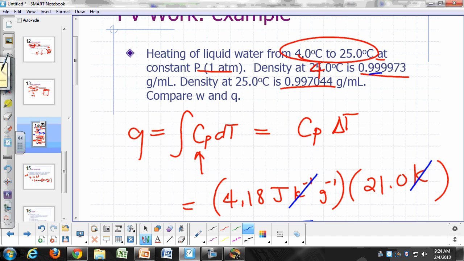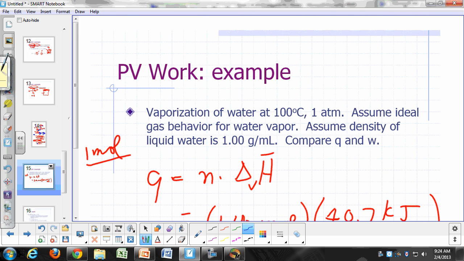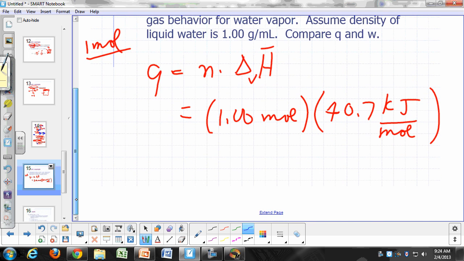Density is 0.99973. It dropped to 0.997044. So it expands. It's most dense at 4 degrees Celsius. So at 25 degrees it's less dense. That means it expanded. So expansion gives you negative work. Okay, all right. So go back to our problem here with vaporization. It's 40.7 kilojoules per mole. So your Q is going to be equal to 40.7 kilojoules.